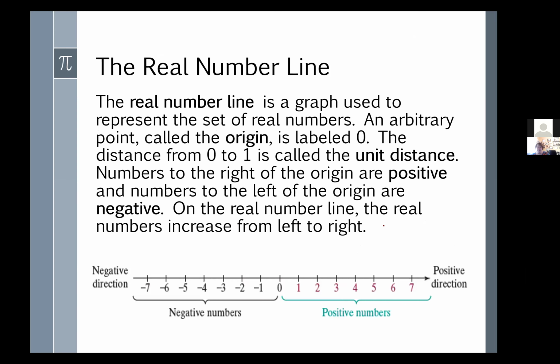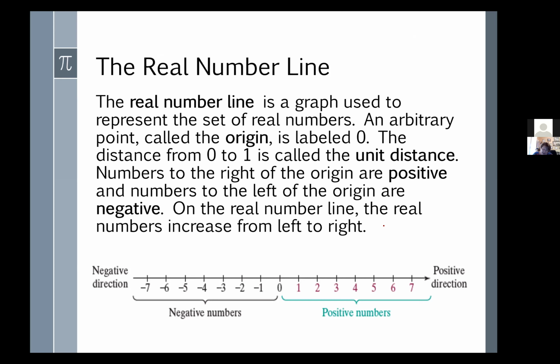Okay, so the real number line, which we are going to use a bunch from now on, and we did allude to this earlier when we looked at the absolute value. The real number line is a graph used to represent the set of real numbers. An arbitrary point is called the origin, that's 0. The distance from 0 to 1 is called a unit distance because it's 1 unit. Numbers to the right of the origin, to the right of 0, are positive. Numbers to the left of 0 on the number line are negative numbers. And numbers increase from left to right.